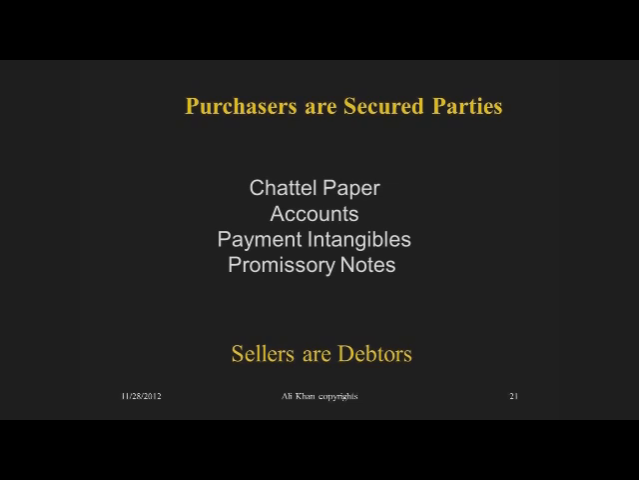Ordinarily, once you sell something, you can't sell it again. That's the law of property. Once you sell your TV, you can't sell it again because it would be fraud, and the second buyer is going to get nothing. Not under Article 9. You can sell accounts and you can sell them again.